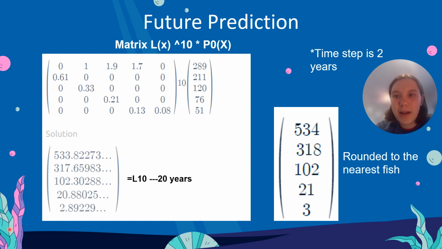And I found the population in 20 years to be 978 cod, rounded since one cannot have a non-integer number of cod. As a reminder, the population started with 747 cod, so it increased by a pretty large amount. And you can see the solution vector right here, and you can see the breakdown by the age groups, which are 0 to 2, 2 to 4, etc. And then rounded to the nearest fish right here on the right. And just a reminder, the time step is 2 years.